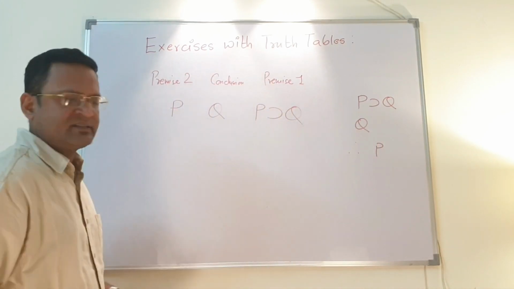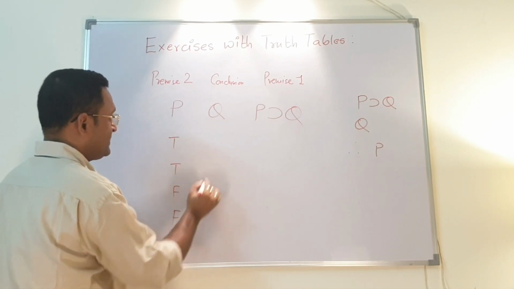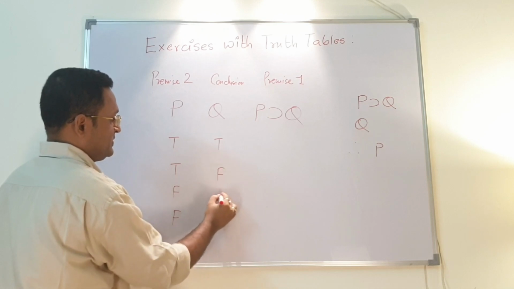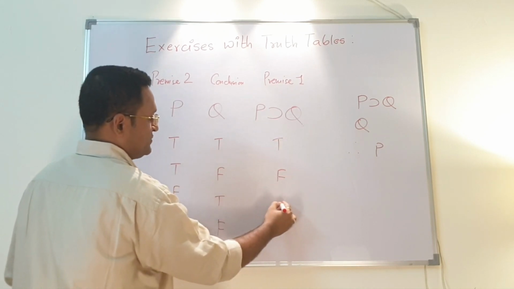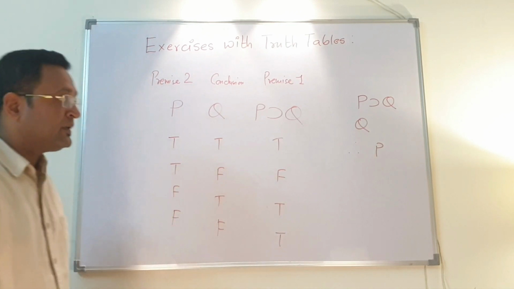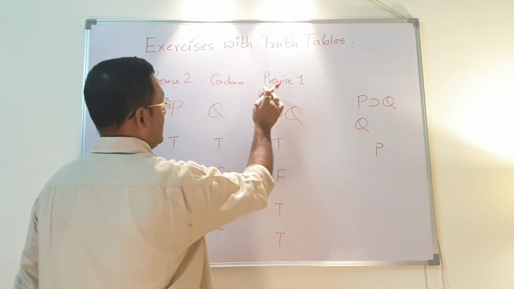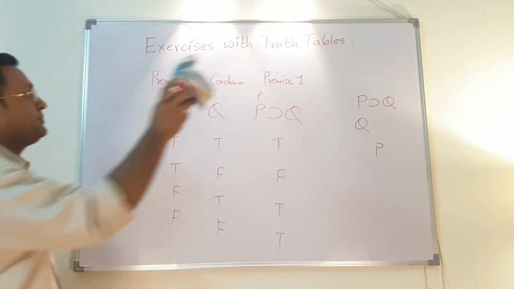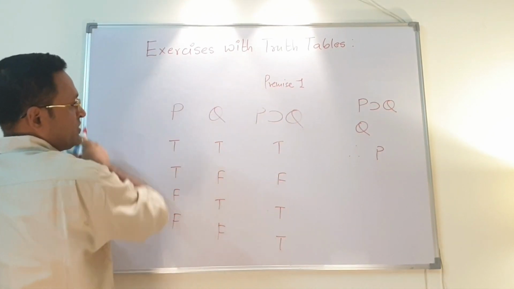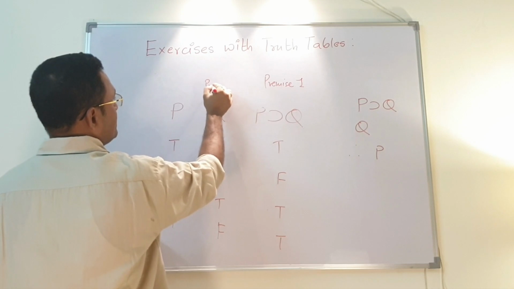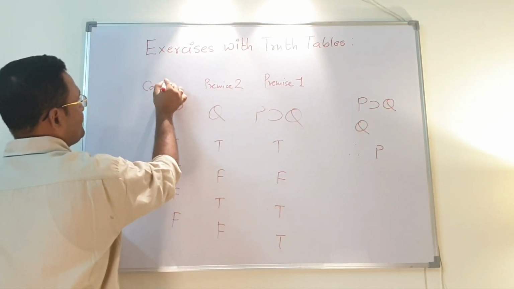Again, the truth table will remain the same, right? We will draw this as true, true, false, false, then true, false, true, false. And here we know true, false, true, true. Fine. But now you know what the premises are. This is premise 1. This premise 1 will remain here. These two will change. This is premise 2, and this is the conclusion. Fine.